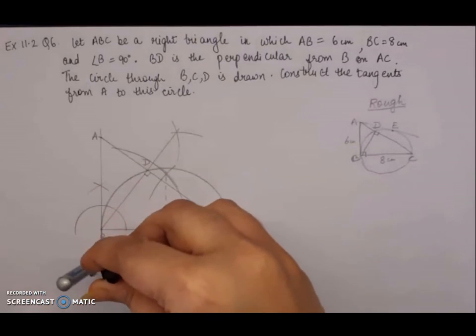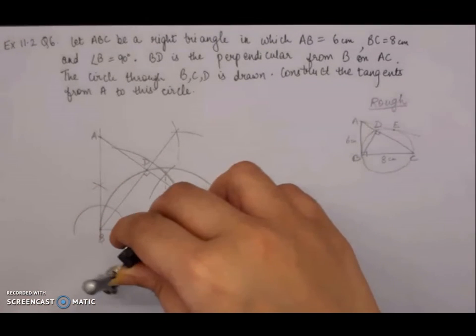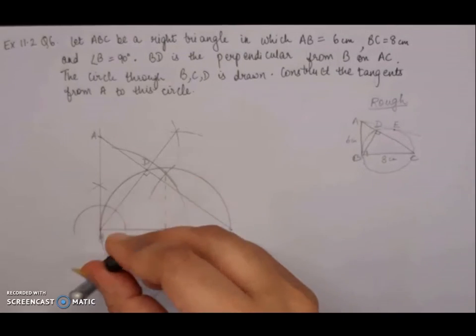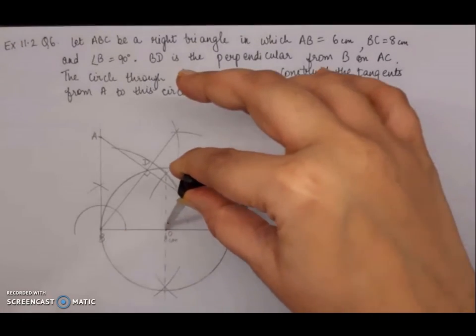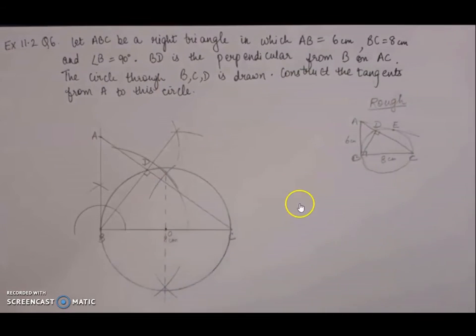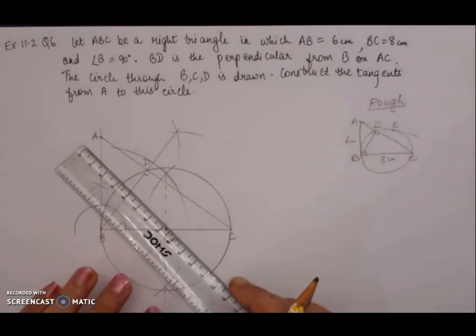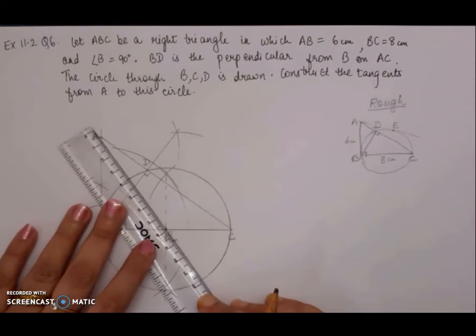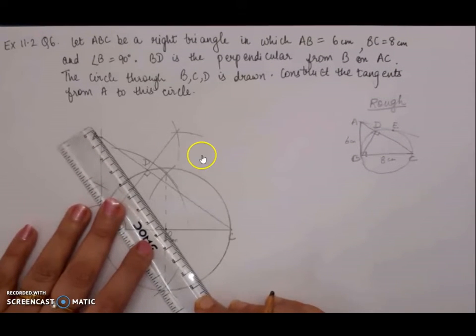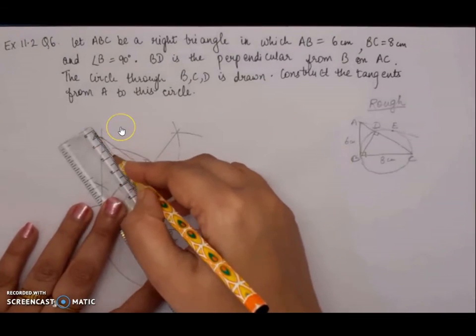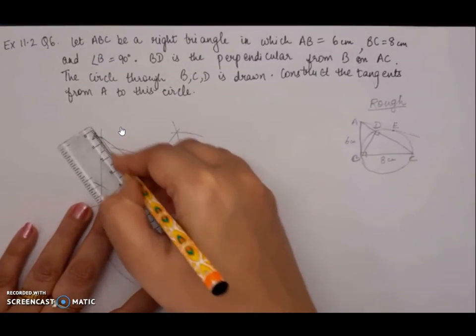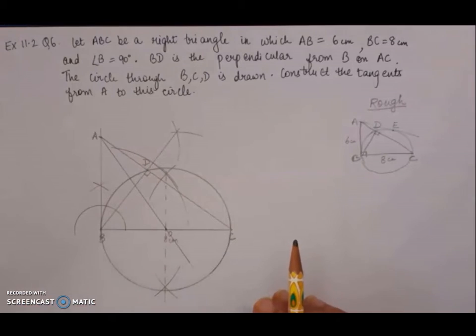Now, if we mark the center as O, taking O as the center and OB as the radius, when we draw the circle, this circle will pass through all the 3 points B, D and C. So this is the required circle. Now we have to construct tangents from external point A to the circle. So for that, we are now joining the external point A to the center of the circle.